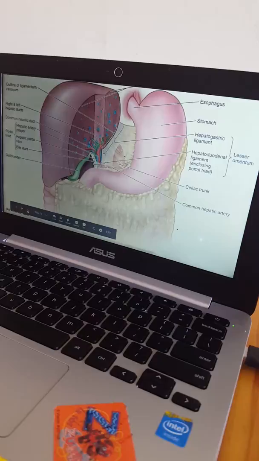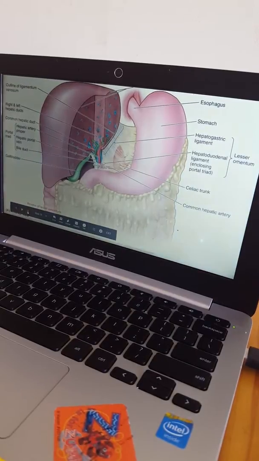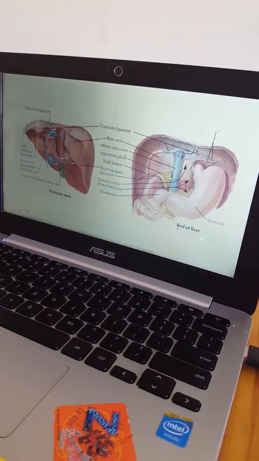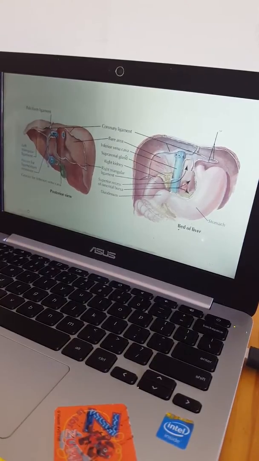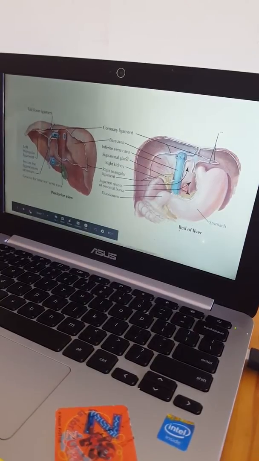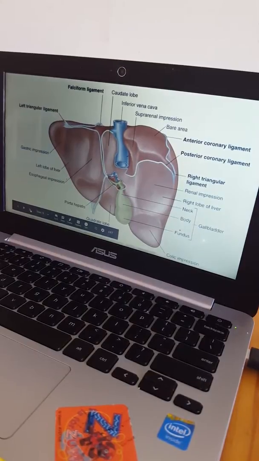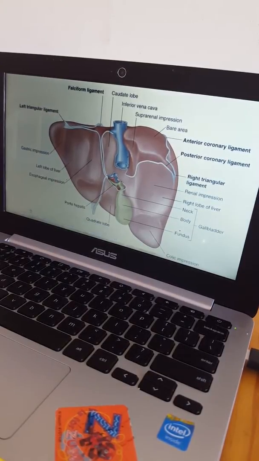Next slide. So this is the repetition. We did this picture before.